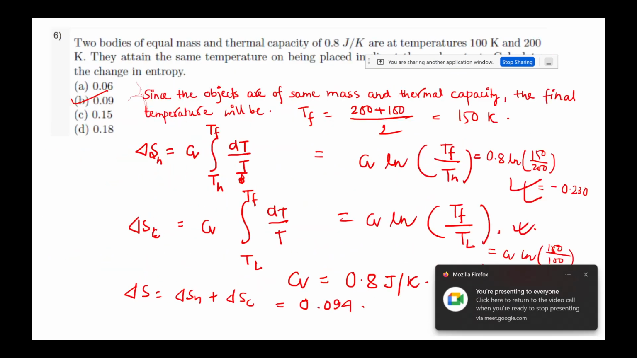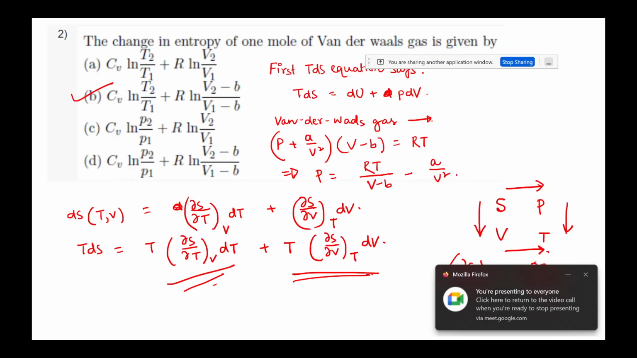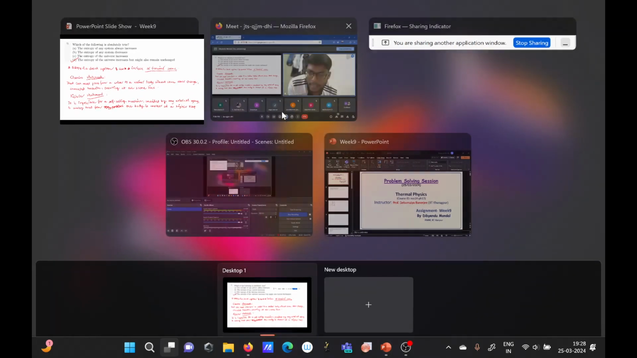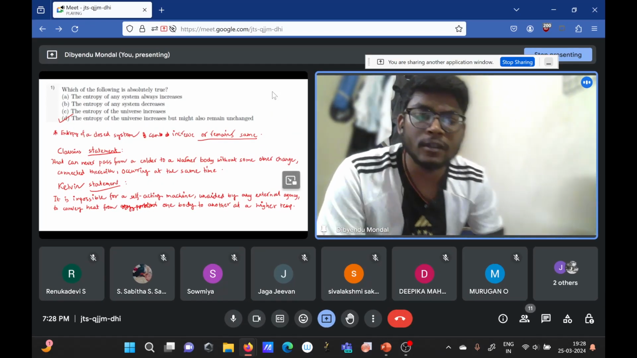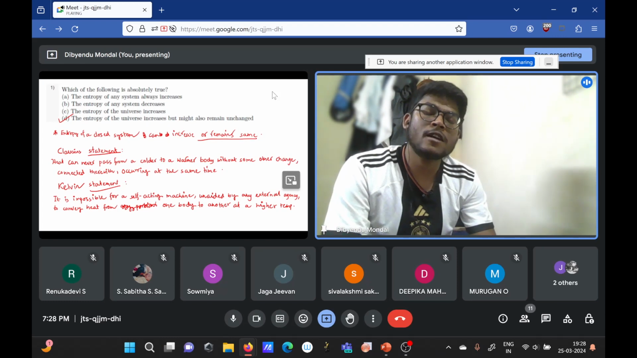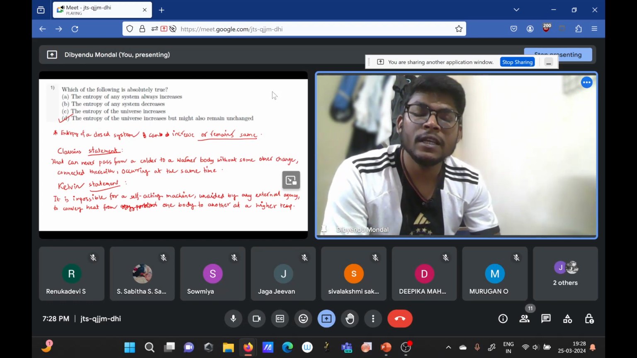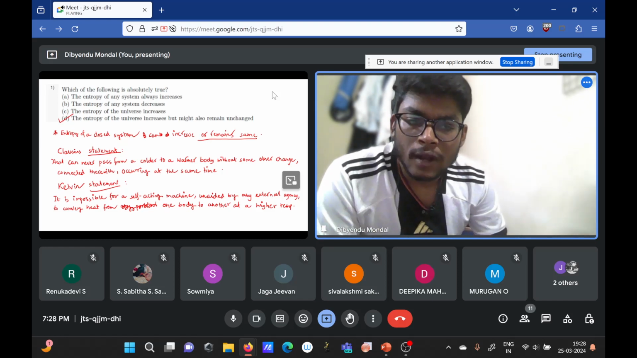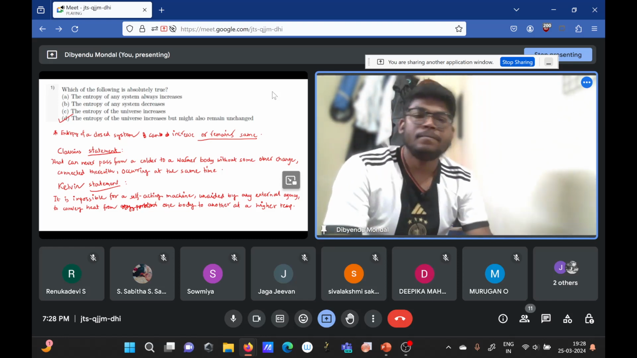Okay. So then let's start. So first, the question talks about how the entropy of the universe will change. That's why we have used the second law of thermodynamics, and we have also discussed two different statements from two different scientists of different eras, Clausius and Kelvin statement, which are very much useful. And the main crux of the second law of thermodynamics is that entropy of a closed system can either increase or remain the same.